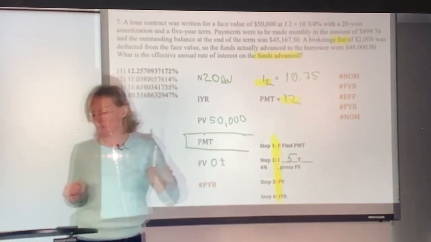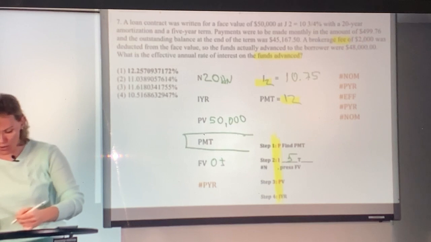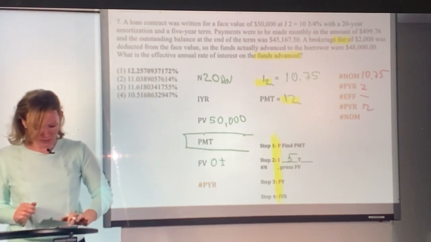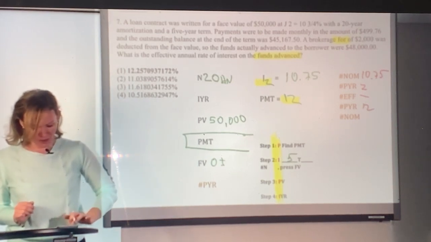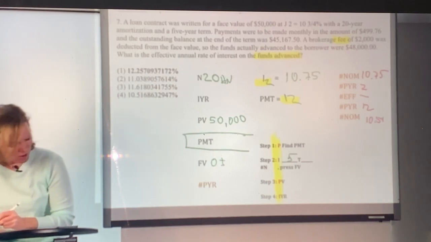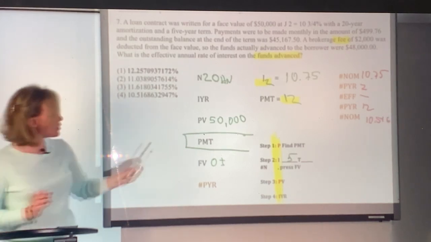They're not matching. Make sure that you do your conversion. Your conversion should come up nice and close to what the original number is. So don't write it down anymore. I'm still going to do that for you, but you don't do that. Okay. So 10.75 shift nom, 2 shift PYR, shift effective, 12 shift PYR, shift nom. Okay. It comes up to 10.5168 something, right?